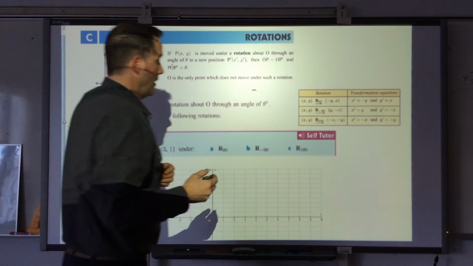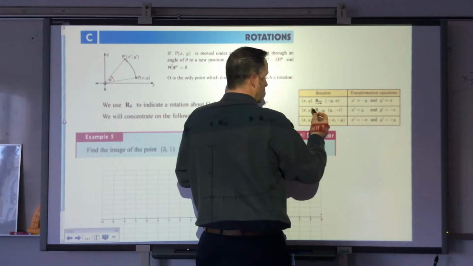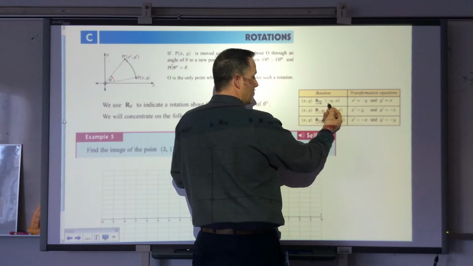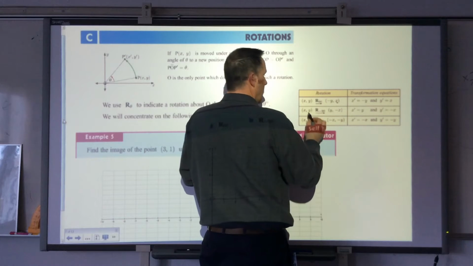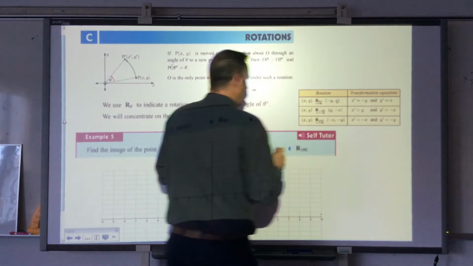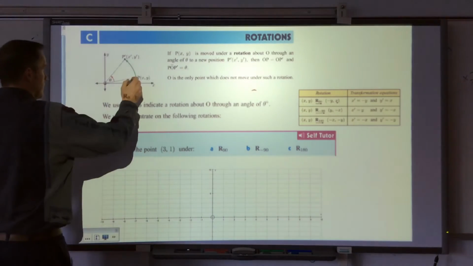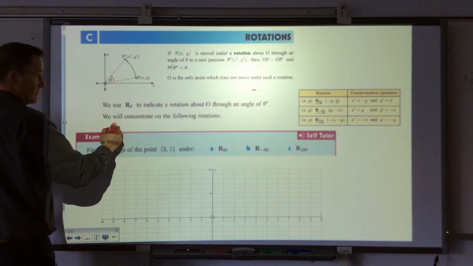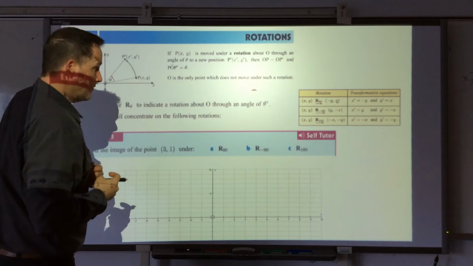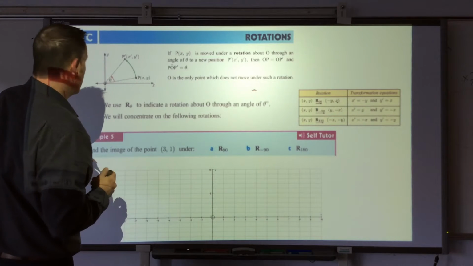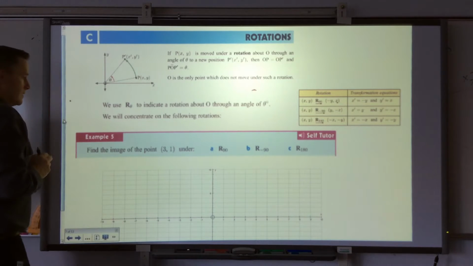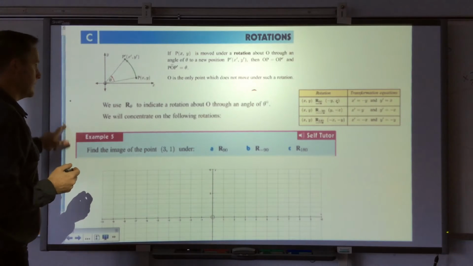We're going to deal with a 90-degree rotation, which means (x, y) becomes (negative y, x). A negative 90 rotation. So a 90-degree rotation is going to go this way. Negative 90 is going to go this way. And then we have a rotation of 180 degrees, which flips it 180 all the way over to here. So let's see how that works.